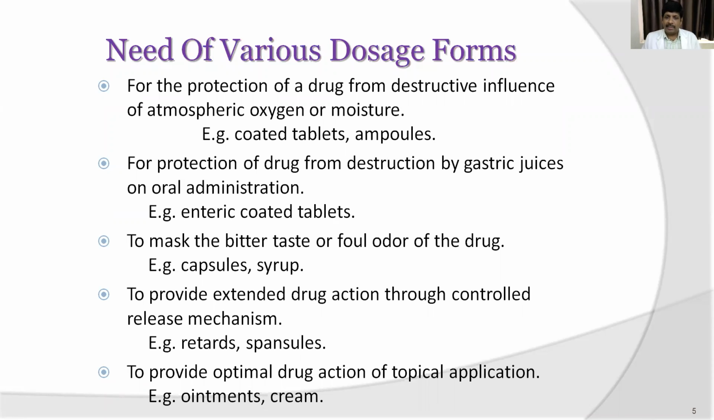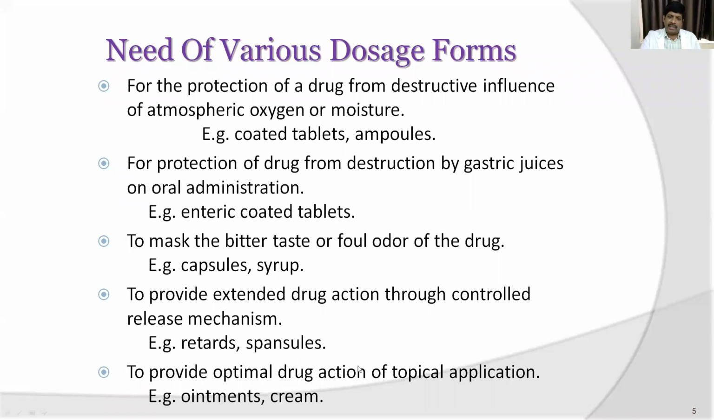To provide extended drug action through a controlled release mechanism, which means: if we give the drug in a simple tablet, capsule, powder or any other form, it may have a limited duration of action, say 2 hours. But if we want the duration of action increased to 4 hours or 6 hours, then we need to do something else. That is where the retard and spansule forms come in, the advanced forms of tablets or capsules. They are made in such a way that the action is given for a prolonged period. So that is another dosage form.